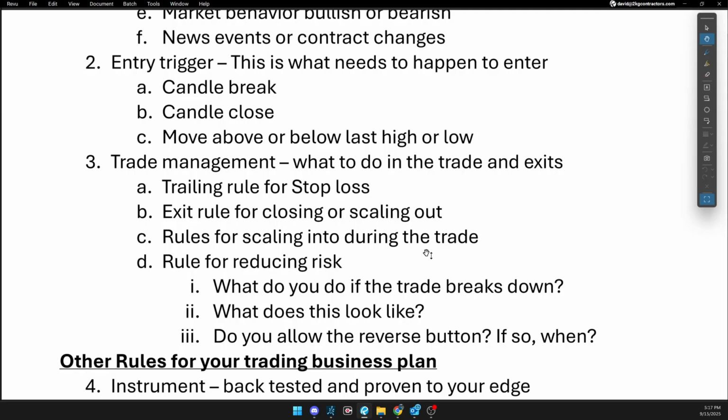Rules for scaling into during the trade. Are you going to scale up in your trade? Are you going to add contracts? If you are, what is the rule for doing that? What are you going to look for? What's going to make that happen? And I can show some examples of that.